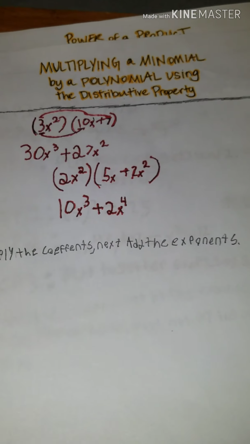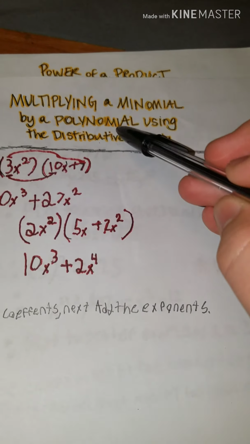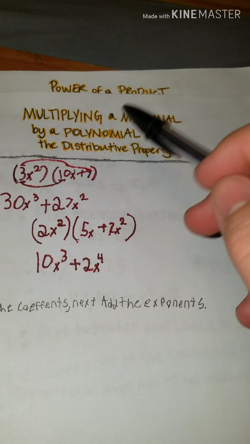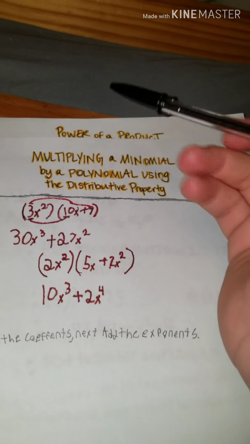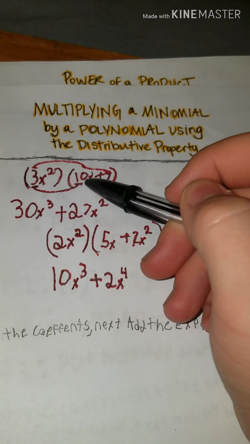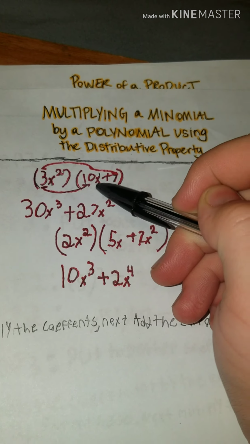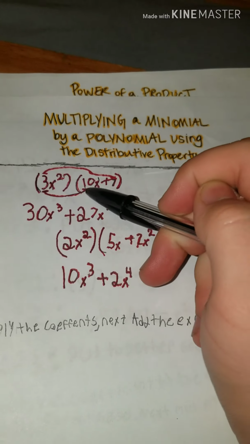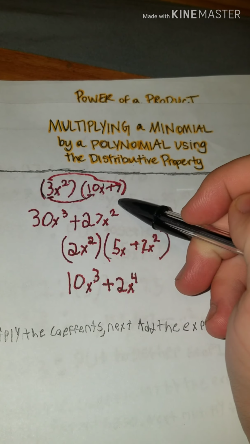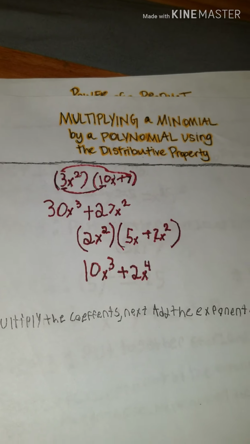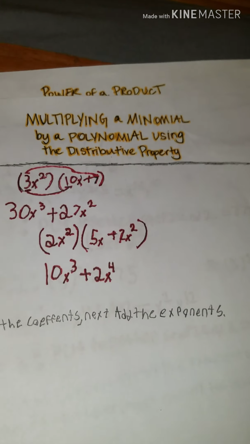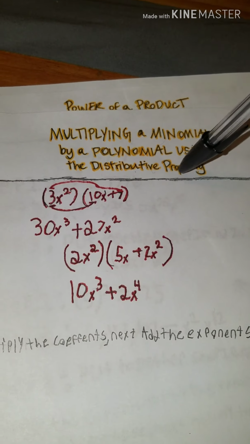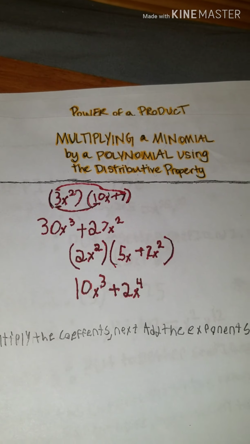Today we will discuss how to multiply a monomial by a polynomial using the distributive property. So a polynomial is two different numbers in the same set of parentheses. Okay? And this is a monomial. So in order to multiply this, you would use the distributive property, which would be basically like this.